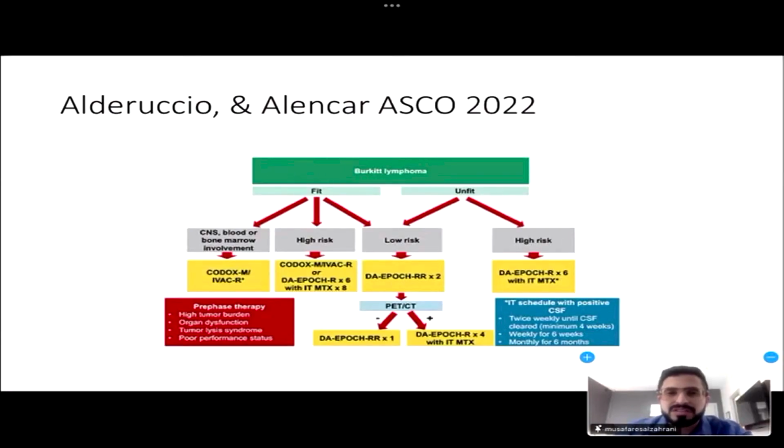A similar algorithm was also presented in the ASCO newsletter by these authors, and they divided patients into fit and unfit. For unfit patients with high risk, you could try dose-adjusted EPOCH-R with intrathecal methotrexate, and for low risk, dose-adjusted EPOCH-R for 2 cycles, followed by a PET scan. If the PET scan is negative, give one more cycle. If not, then 4 more cycles. The high-risk fit patients will be treated with the full MIGRATH protocol. And of course, if they have CNS involvement, you would treat them aggressively.